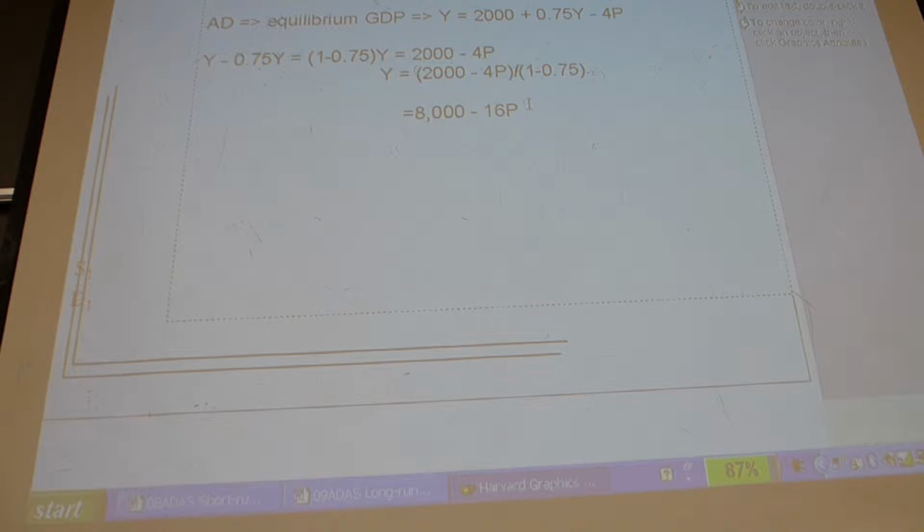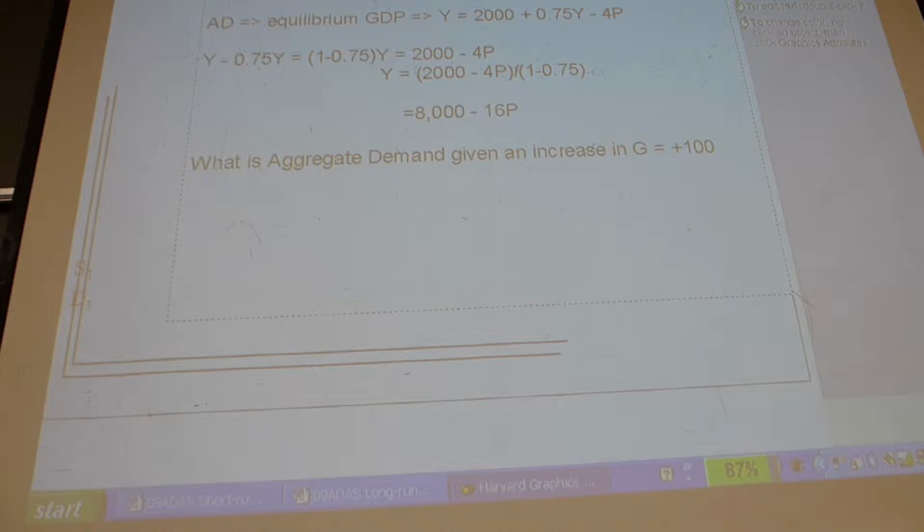Let's do something like this. What is aggregate demand given an increase in government spending equal to plus 100? Now notice everybody, this thing here, this is 2,000.